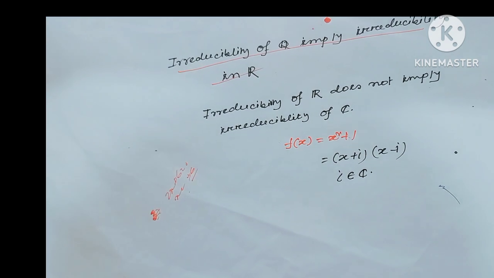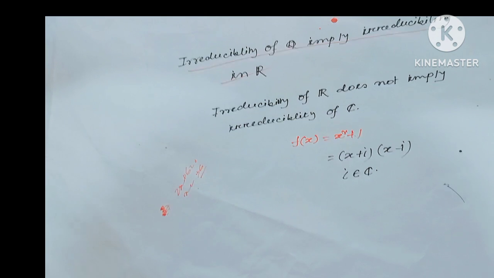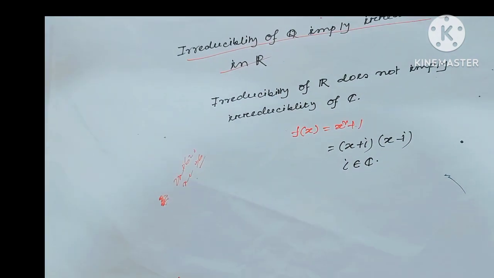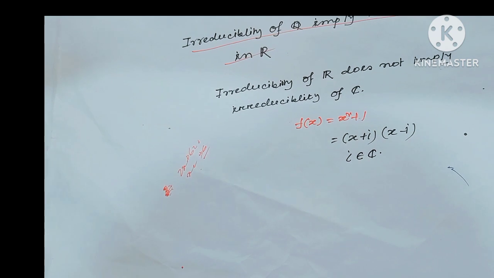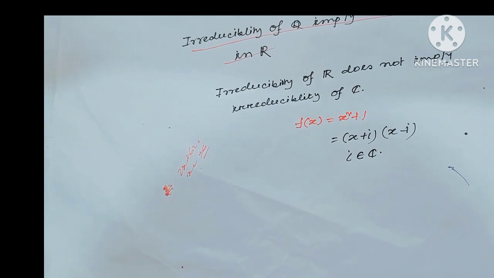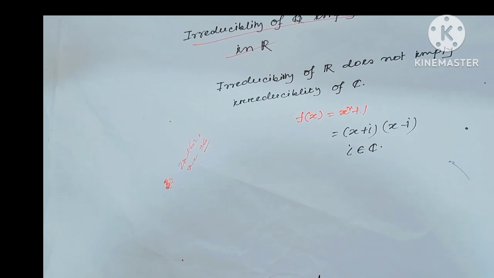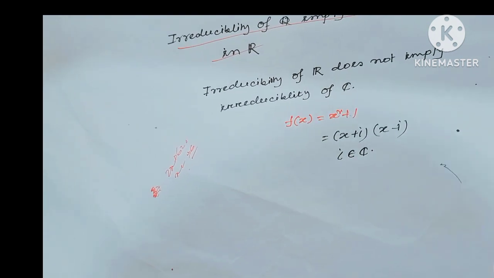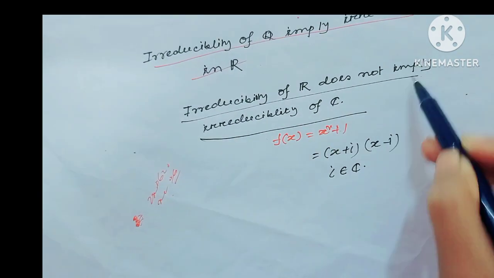So, we can reduce this in complex numbers, but this polynomial is irreducible in real numbers because in real numbers it has no root. We cannot factor this in real numbers. So irreducibility over real numbers does not always imply irreducibility over complex numbers.